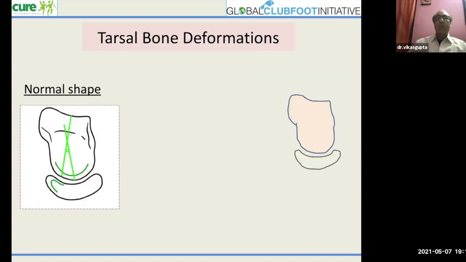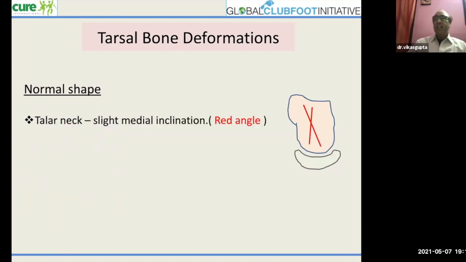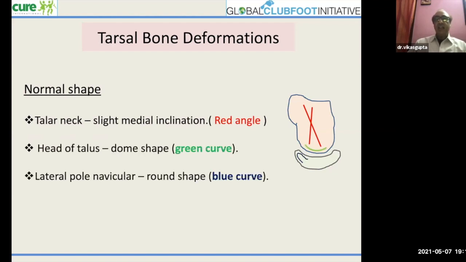First, let us see the normal shape. The normal shape looks like this. There is a slight medial inclination. You can see the red angle. There's a dome-shaped head of the talus, and even the lateral pole of the navicular is round shaped, as you see from the blue curve.